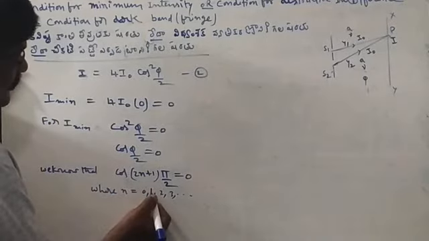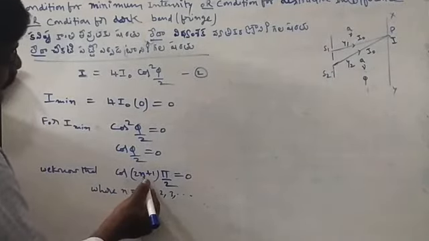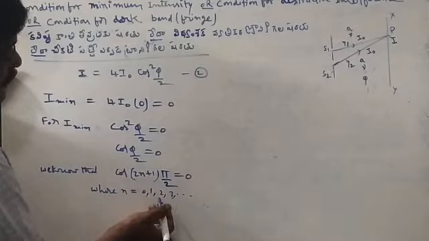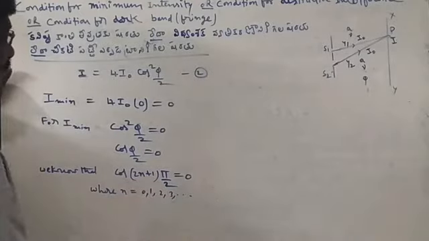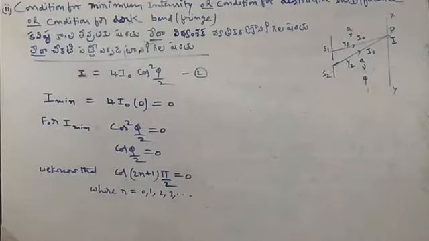Now next one, substitute 1: 2 into 1, 2, plus 1, 3. Cos 3 pi by 2 is 0. Next substitute 2: 2 into 2, 4, plus 1, 5. Cos 5 pi by 2 is 0. Next cos of 7 pi by 2 is 0.